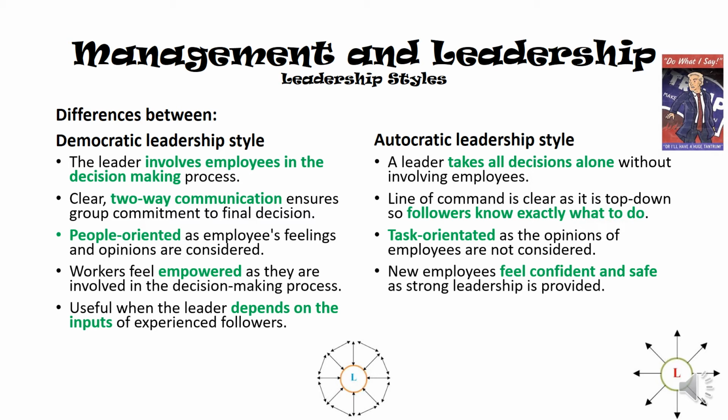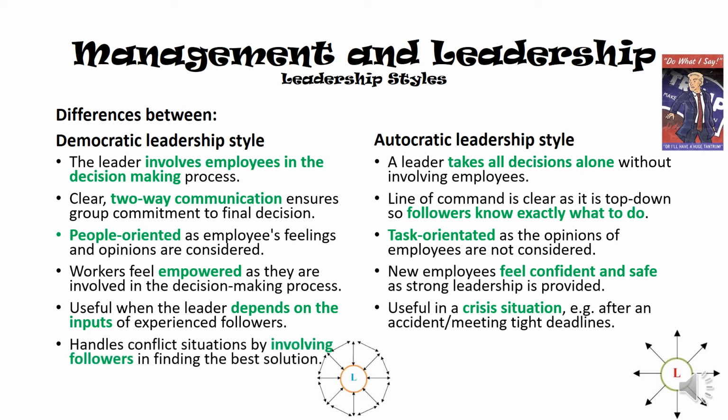The democratic leadership style is very effective when a leader depends on the inputs of experienced followers. Remember, we said a democratic leadership style is useful if the followers, the employees, are knowledgeable and experienced and have access to information that the leader doesn't necessarily have. So the inputs of the followers are vital because they can share information and together they can make the right decision. An autocratic leadership style is more useful in a crisis situation, because there's no time wasted to consult with everybody. So if there's a crisis situation and a quick decision has to be made, the autocratic leadership style is the best one.